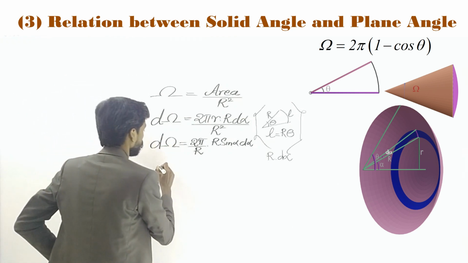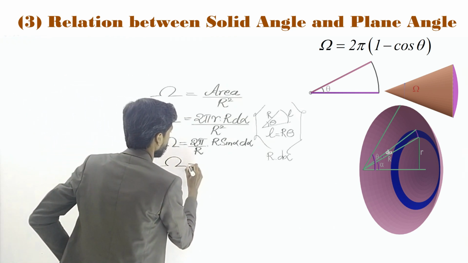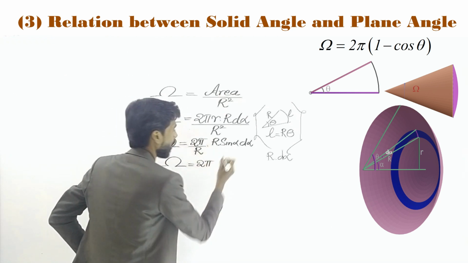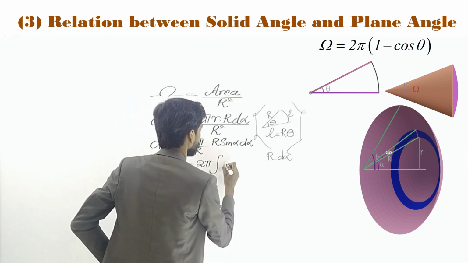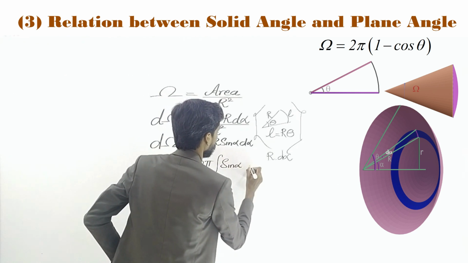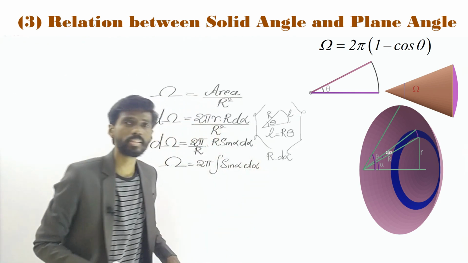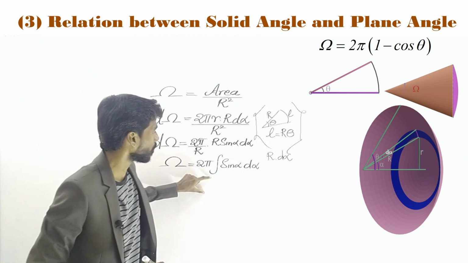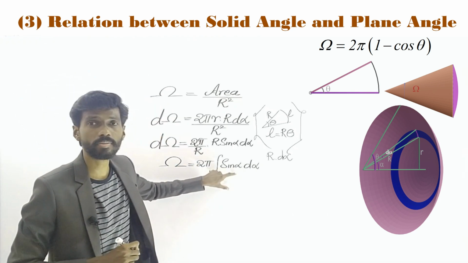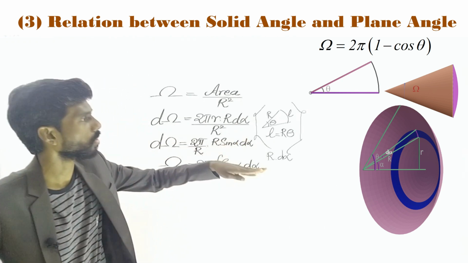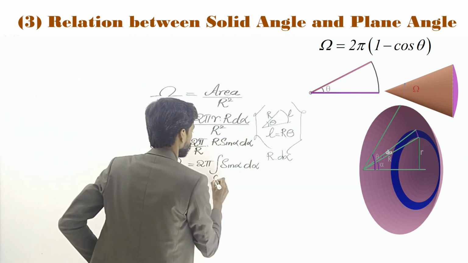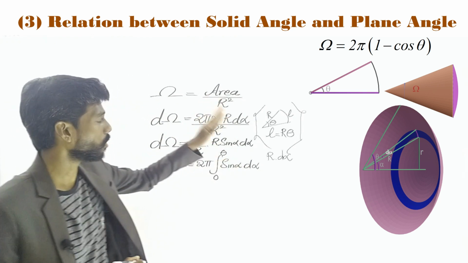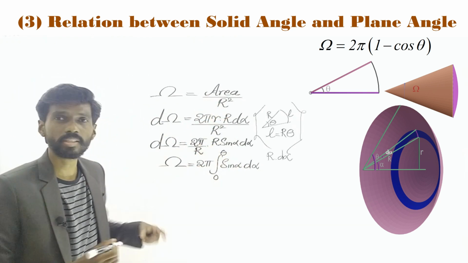So integration. Okay, let us do the integration. This r gets cancelled, so 2 pi, and then the integration of sine alpha d alpha. Do you understand? This integration will give you our required answer. But what is the limit of this integration? Alpha starts from 0 to theta. Theta is the maximum angle. So 0 to theta, that's all. Just do the integration and you will get the answer.